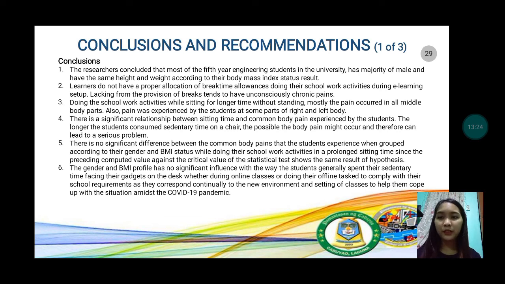There is no significant difference between the common body pains that the students experience when grouped according to their gender and their BMI status while doing their schoolwork activities in a prolonged sitting time, since the preceding computed value against the critical value of the statistical test shows the same results of hypothesis. The gender and BMI profile has no significant influence on the way the students generally spend their sedentary time facing their gadgets on the desk, whether doing online classes or doing their offline tasks to comply with their school requirements, as they correspond continually to the new environment and setting of classes to help them cope with the situation amidst the pandemic.